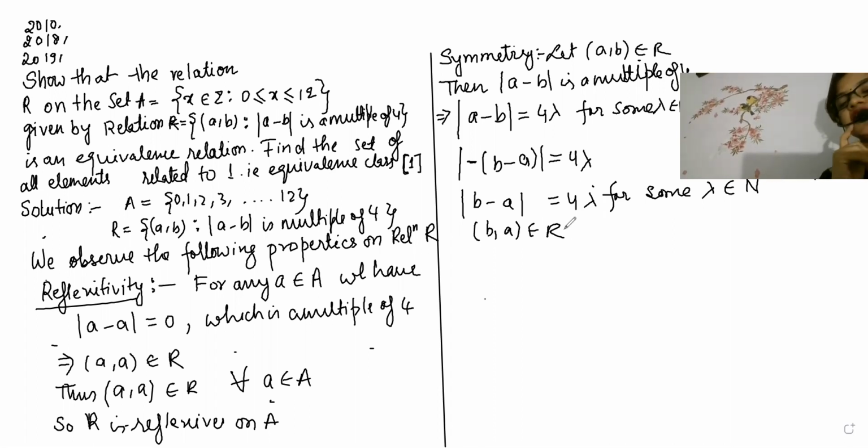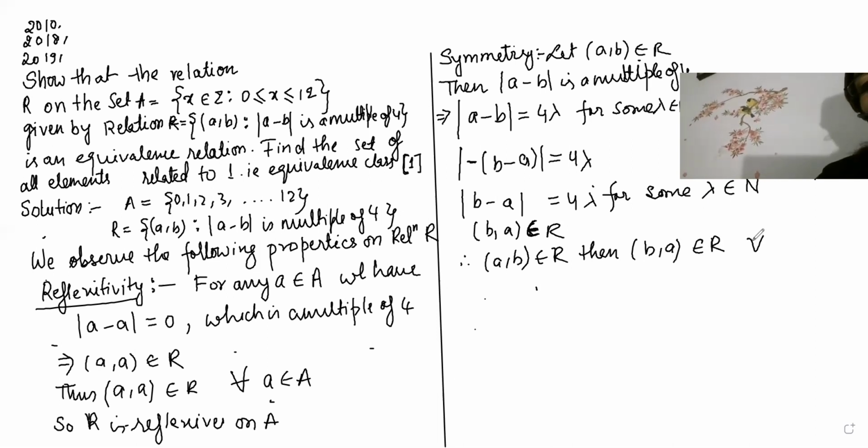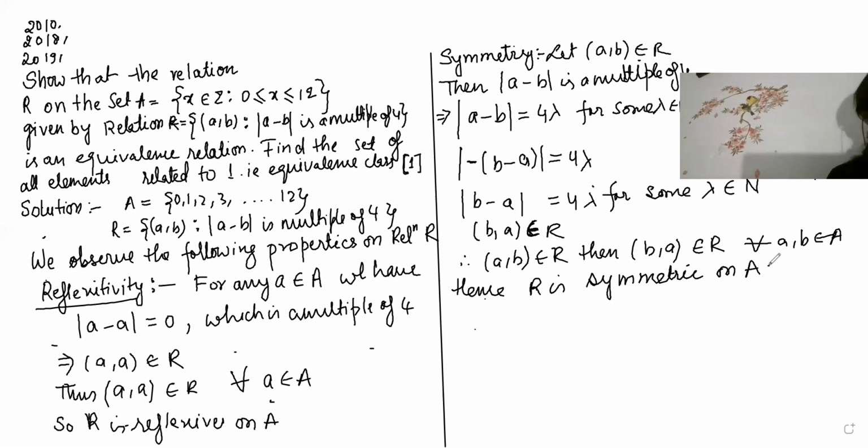You started with (a, b) belonging to the relation, and now you have concluded that (b, a) belongs to the relation. Hence, if (a, b) belongs to R, then (b, a) belongs to R for all a, b belonging to A. Hence R is symmetric on A.